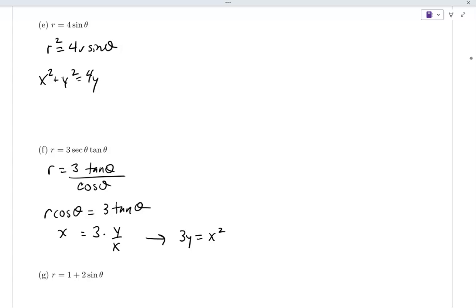And notice again here we recognize that we have a parabola. That one was a little bit fancy, but it wasn't too bad, right? Just remembering what secant was in terms of cosine. In particular, I didn't want to play around with the tangent, since the tangent I knew how to replace. That was why I just played around with the secant. Questions on that one?